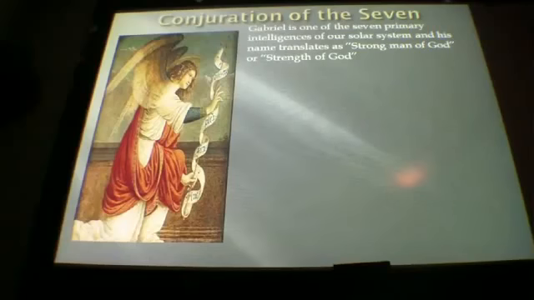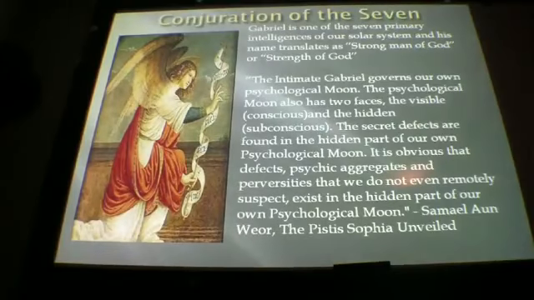So, Gabriel is one of the 7 primary intelligences of our solar system, and his name translates as strong man of God, or the strength of God, or the severity of God, right? The name is actually, as we talked about before, Gebura El, like the Sephiroth Gebura, exact same word, which the Sephiroth means strength or severity, same idea here. Only now it's Gebura El, strength or severity of God. The intimate Gabriel governs our own psychological moon.